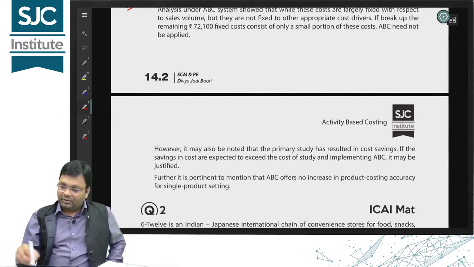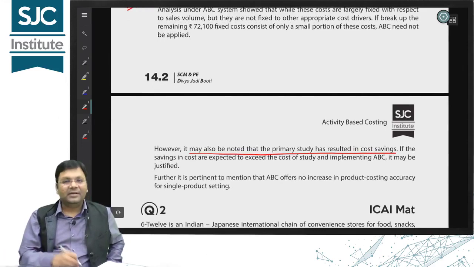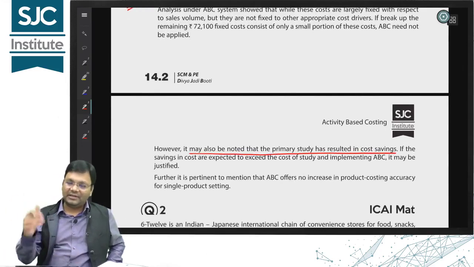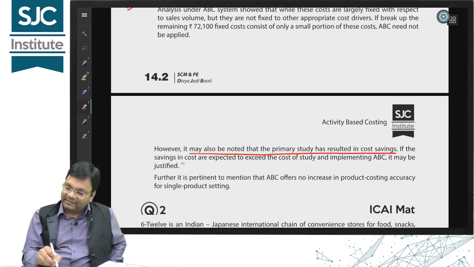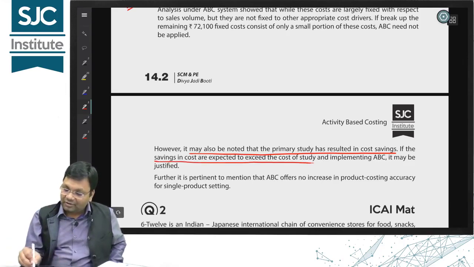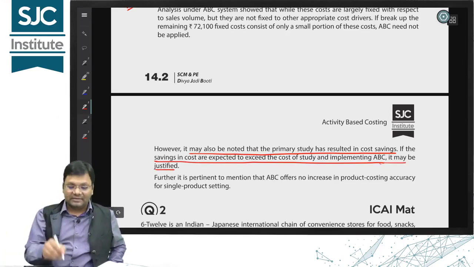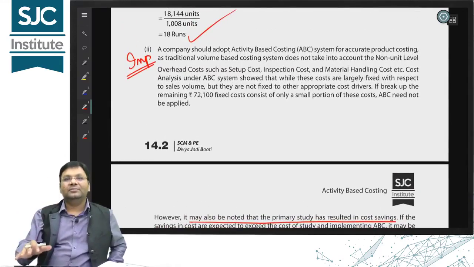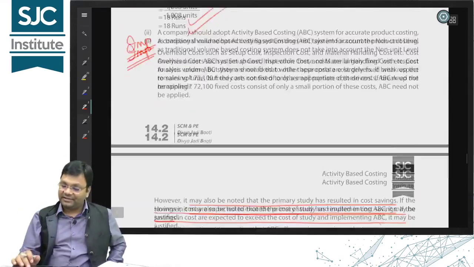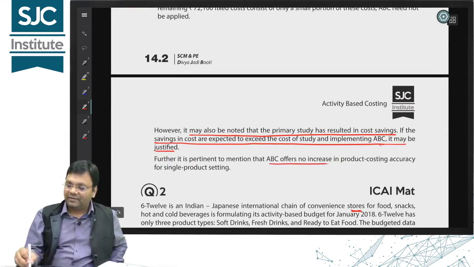Okay, so it may also be noted that primary study has resulted in cost savings from proposed changes. So if the savings in costs are expected to exceed the cost of study and implementing ABC, it may be justified. So this is the crux, that only you should write. Whatever they write is all unnecessary exaggeration.